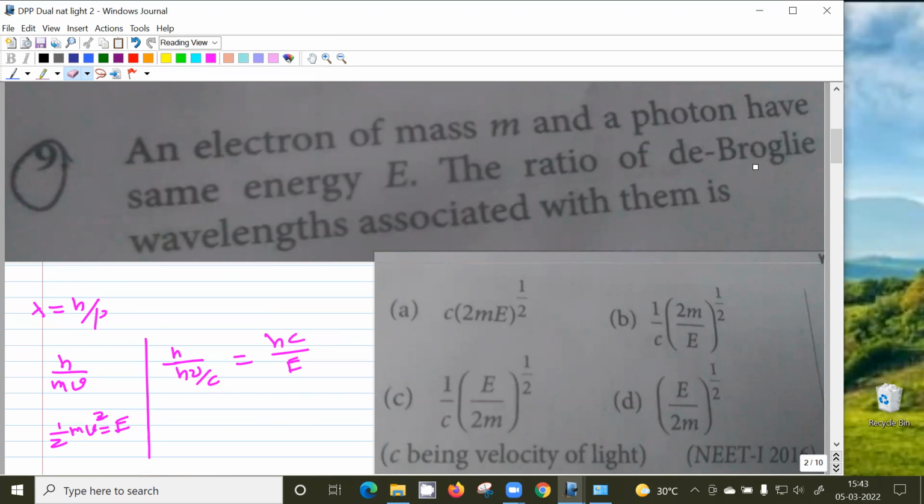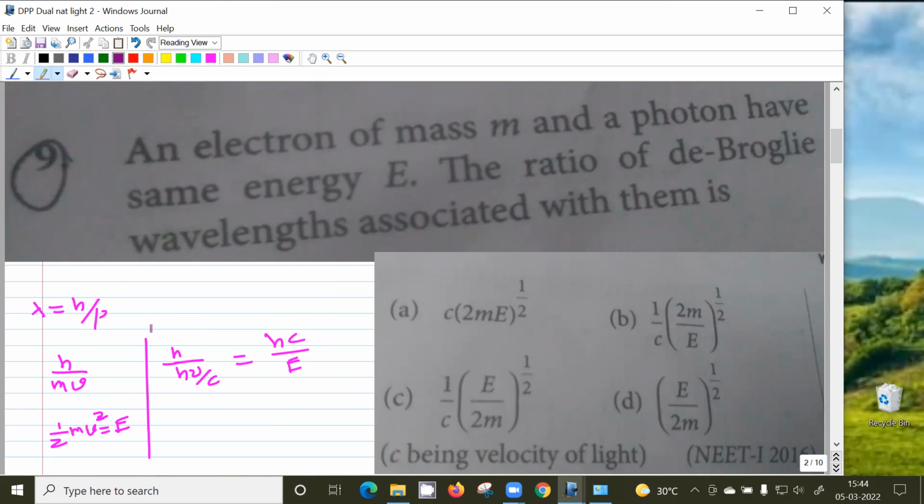What is the de Broglie wavelength formula? h by p. p of electron is known, right? What is p of electron? Momentum. p is momentum, right? Yes, sir. So what is the momentum of an electron? Mass into velocity.